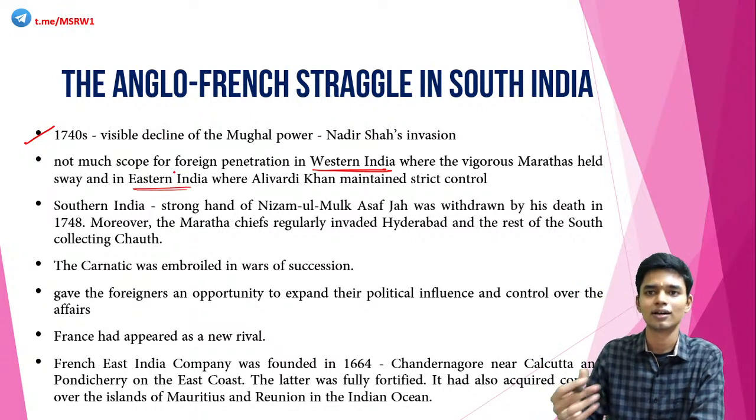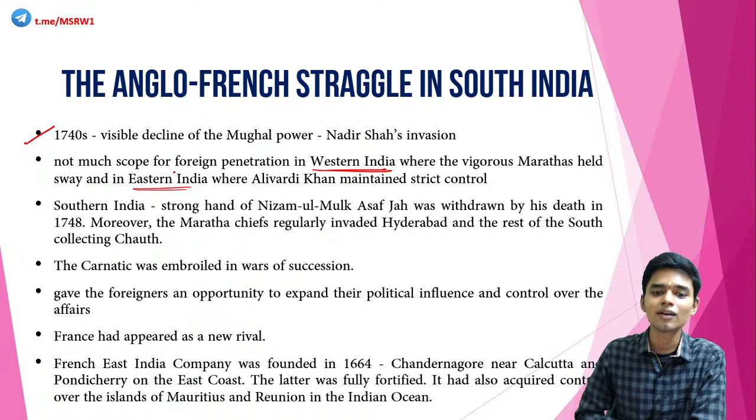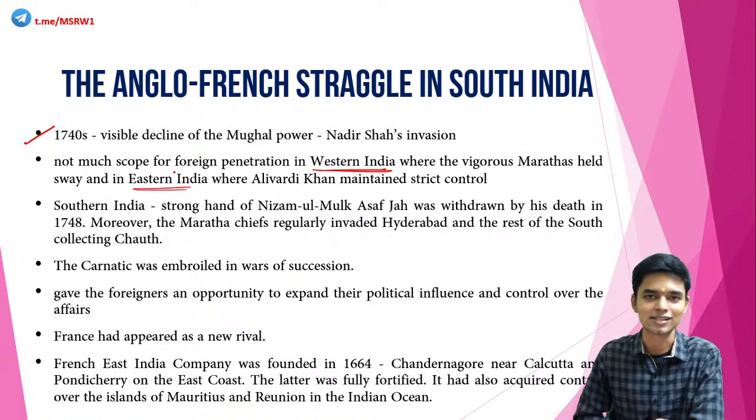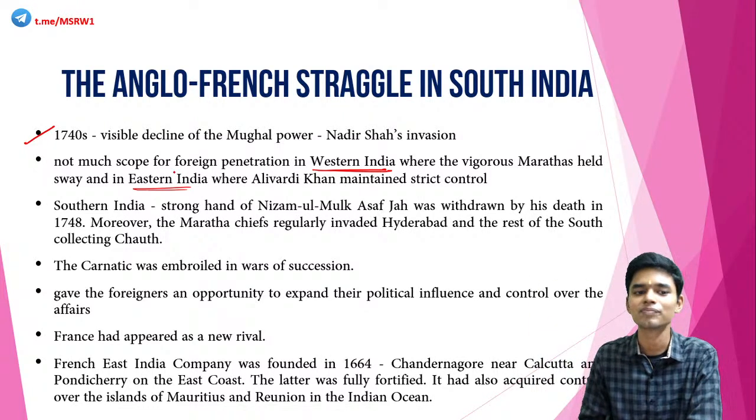At least, not very assertively. Similarly, in Eastern India, Bengal was ruled by people like Alivardi Khan or Murshid Quli Khan, who were very able, energetic and enthusiastic rulers, and they prevented such exponential growth of foreign powers.